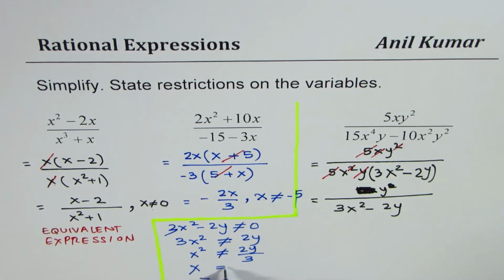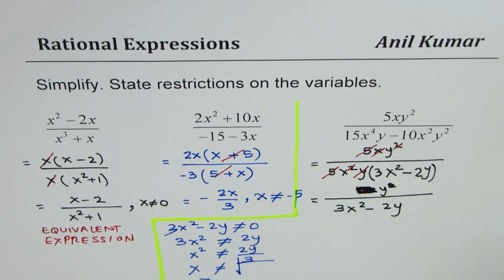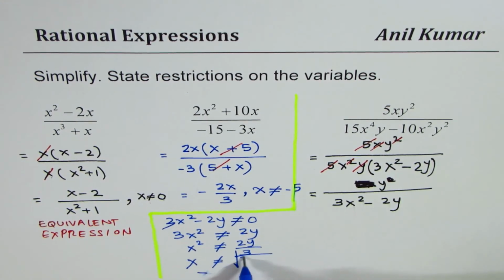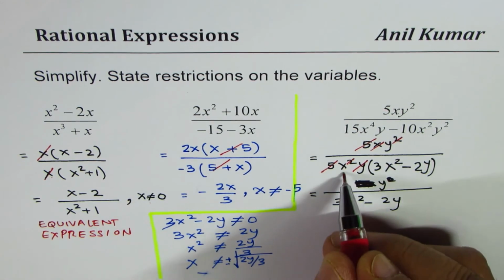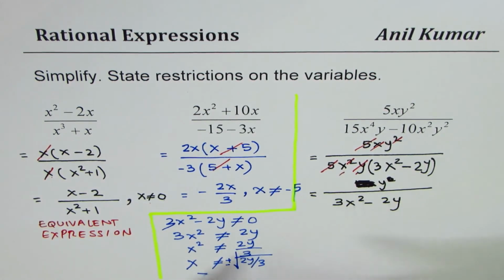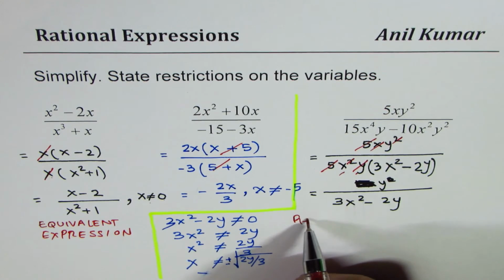And what is x not equal to? x is not equal to the square root of 2y divided by 3. And whenever you do that, you have to do plus and minus. Do you get it? So that is how you find restrictions from the denominator. And there are other restrictions which we cancel. Do you remember that? So let me write down all the restrictions now.